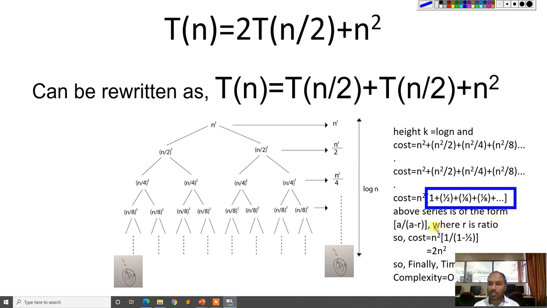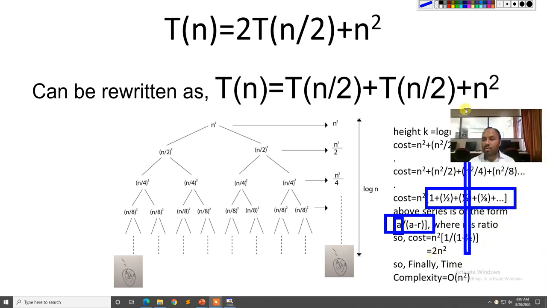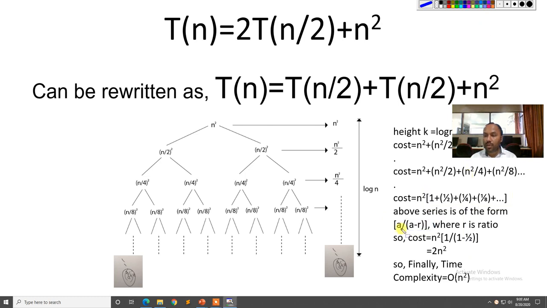Now the above series is of the form A divided by 1 minus R, where R is the ratio. Here every time the cost is reducing to half, that's why we can say the ratio is 1 by 2. So the cost is equal to n square into 1, where A is the first term, divided by 1 minus 1 by 2. So it is going to be 2n square. We can ignore this constant and say the time complexity for this recurrence equation is order of n square.